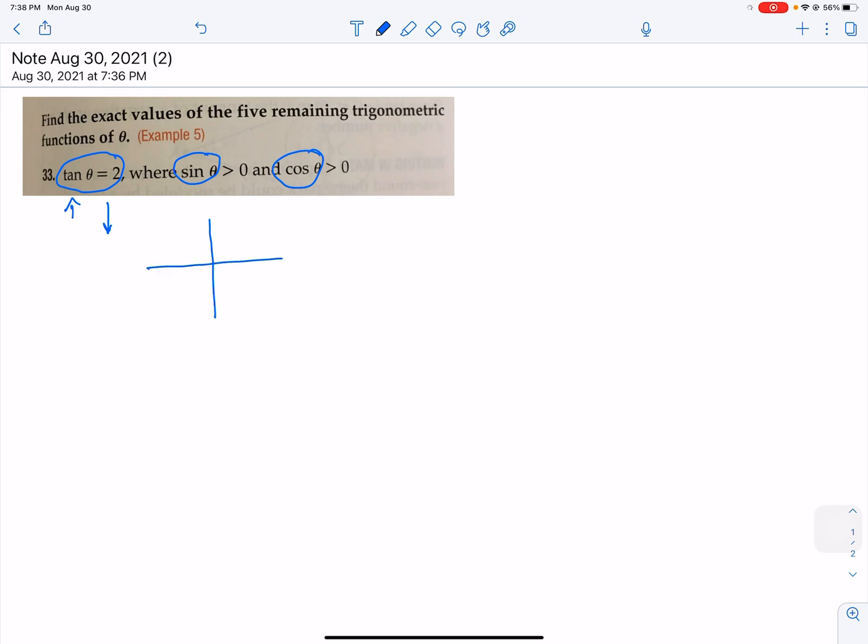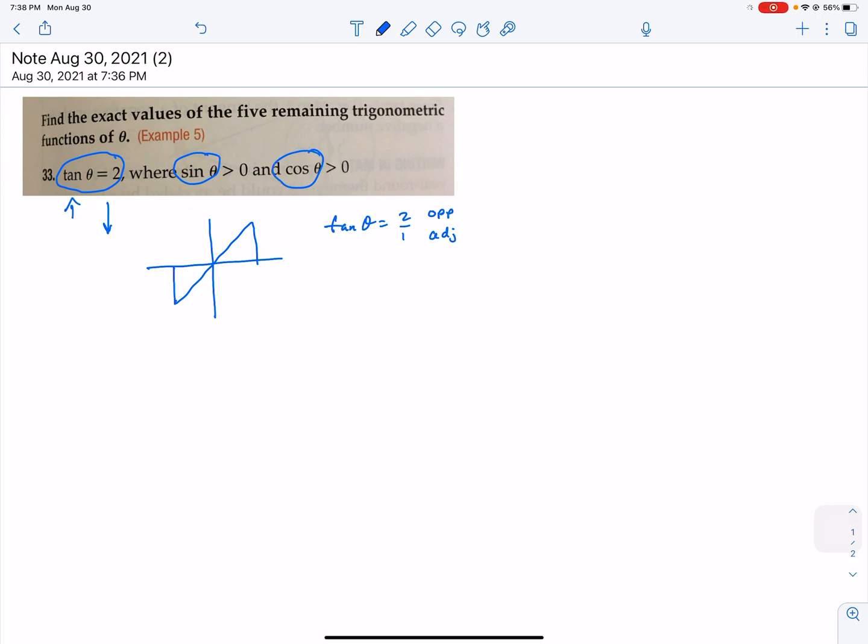We're given tangent is positive, so that's in quadrants 1 and 3. We're given tangent theta is equal to 2, or 2 over 1. That's my opposite and my adjacent side to this triangle. Now, before I start filling in the sides and wasting time here, they told me that sine is positive and cosine is positive.